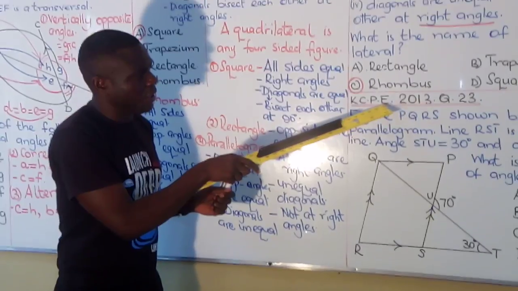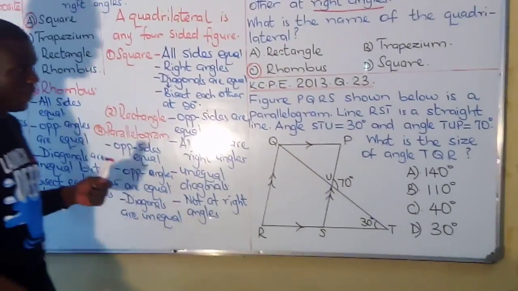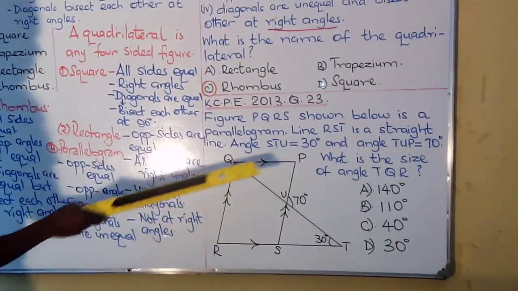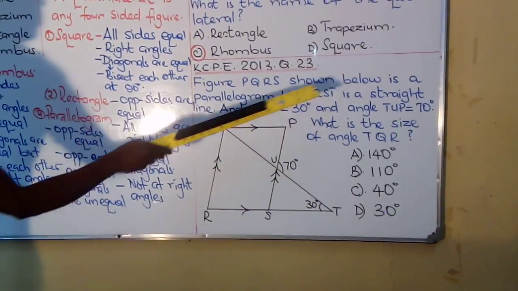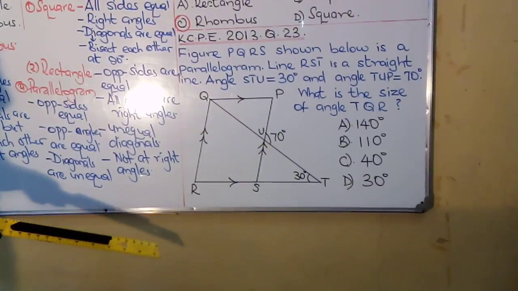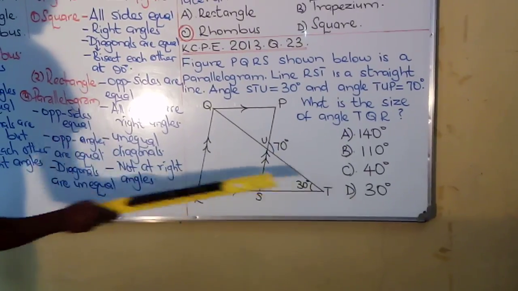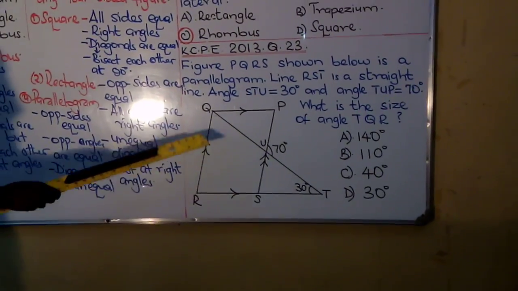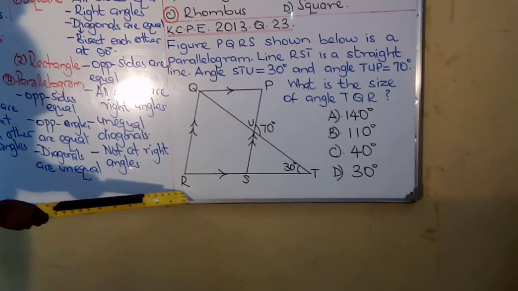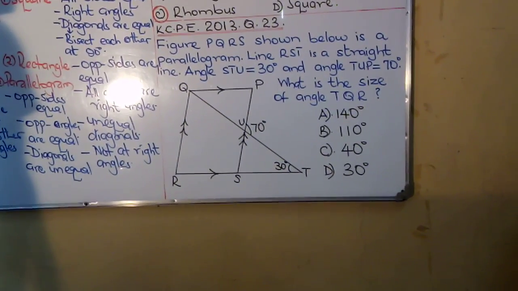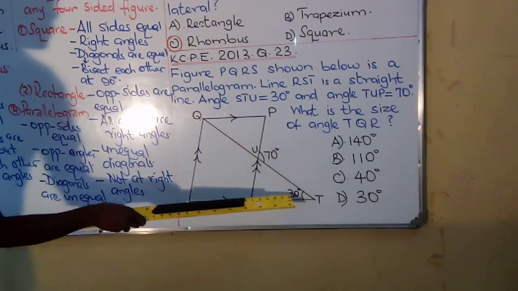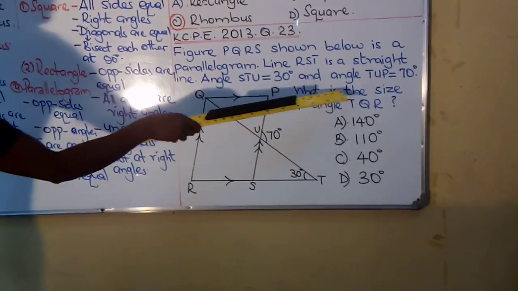Now, KCPE 2013, question 23, talking about the figure PQRS shown below is a parallelogram. Disregarding this QT, it becomes a parallelogram. Line RST is a straight line. Angle STU is 30 degrees, and angle TUP is 70 degrees.